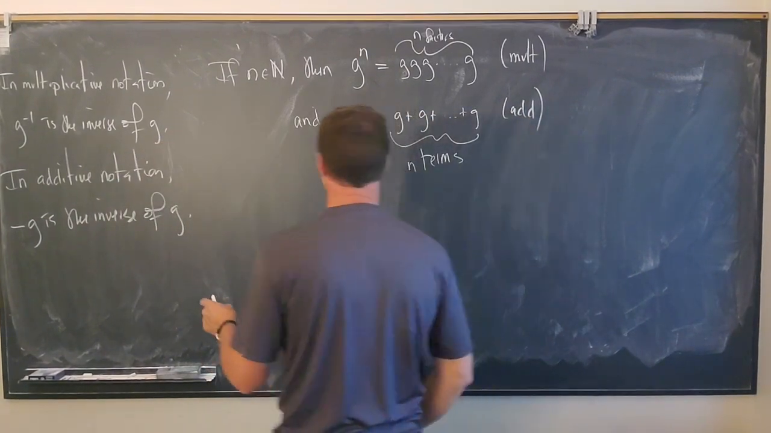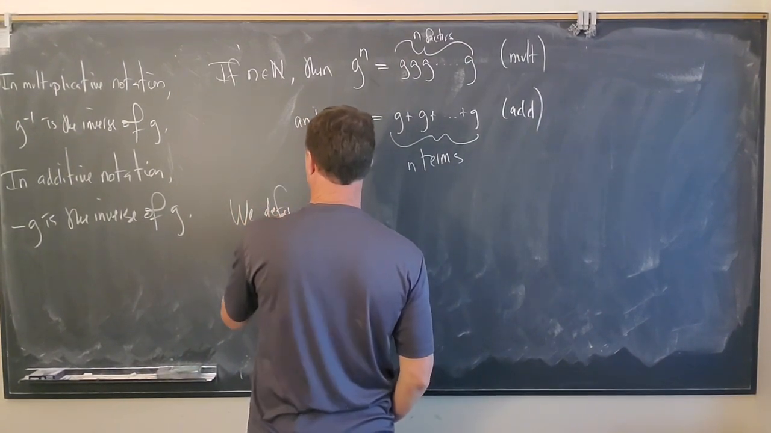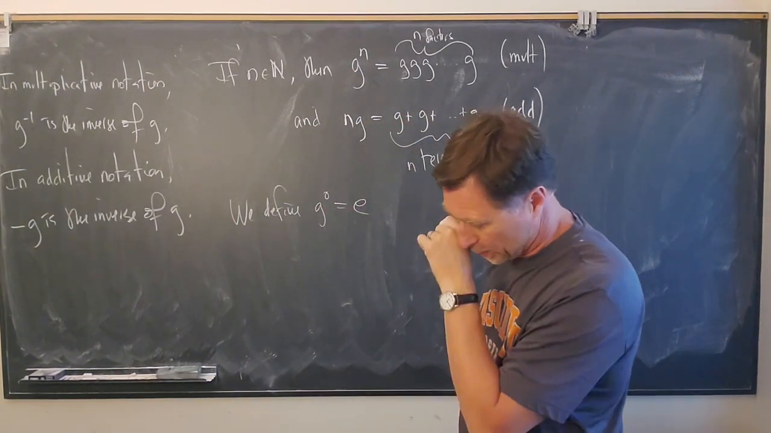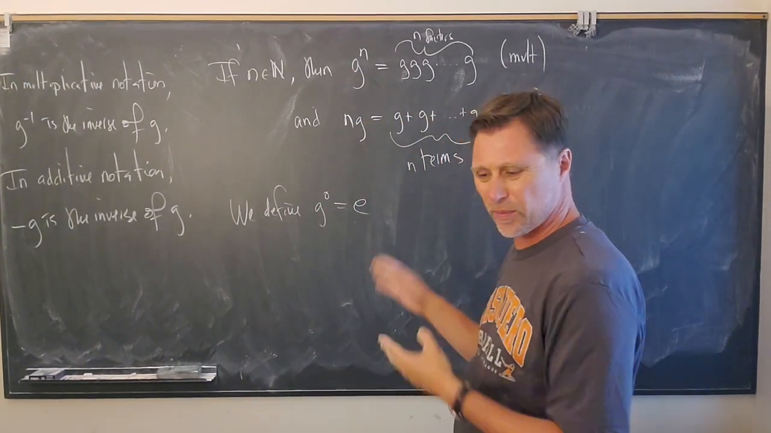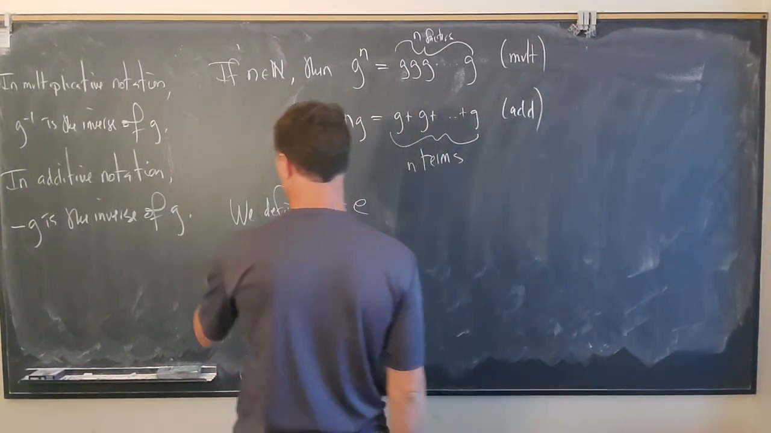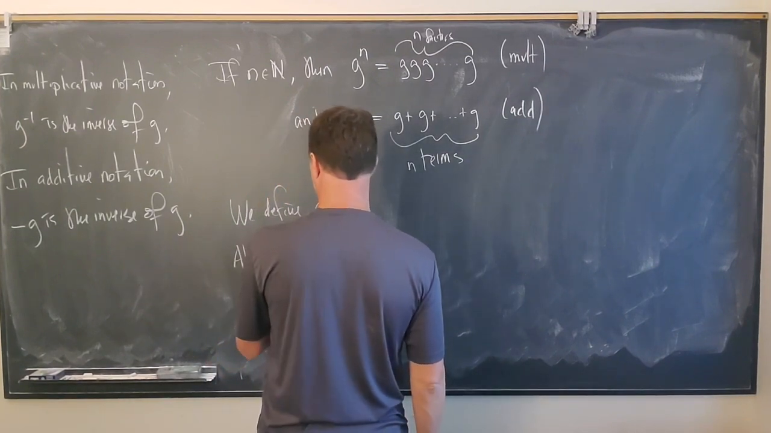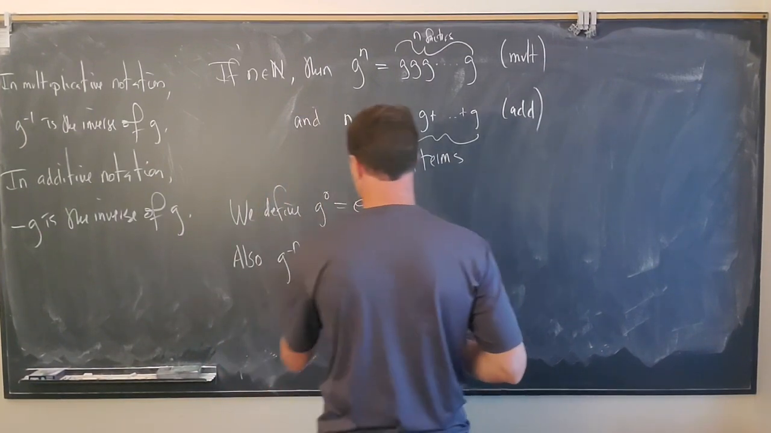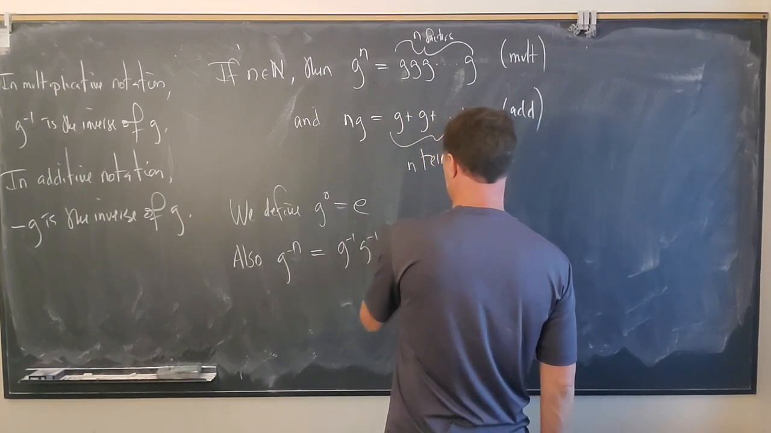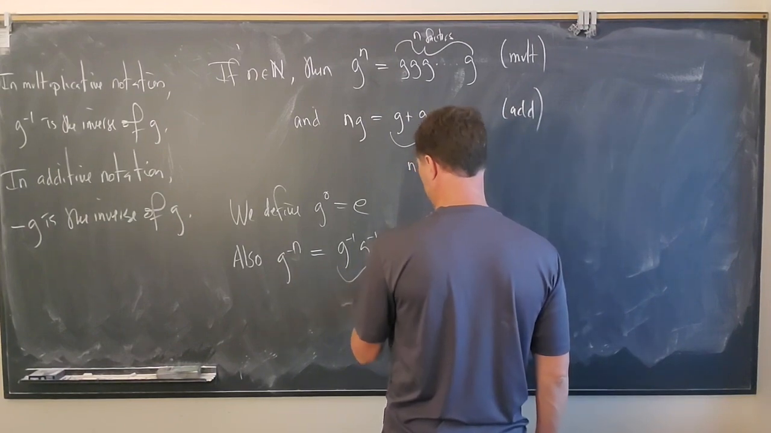Oh, of course, g to the 0. We define g to the 0 to be the identity. And then, of course, we want to make this consistent with how we usually think of exponents. So we'll say also g to the minus n means g inverse, dot, dot, dot, g inverse. So there would be n factors.